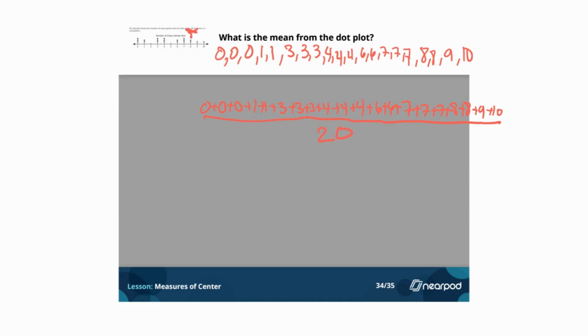So I'm going to have you guys add them up. So once you add them up, you divide it by 20. Then once you get that, you're going to do the needle, and you should get your answer.